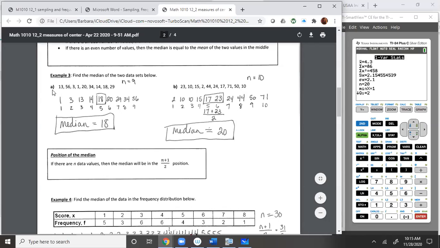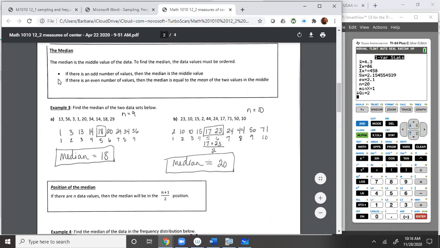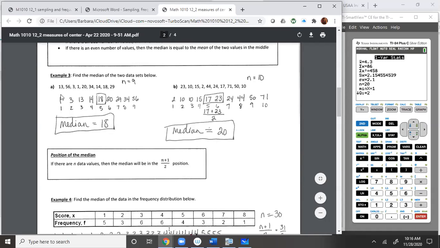In part A, we have the numbers 13, 56, 3, 1, 20, 34, 14, 18, and 29. Let's count how many numbers we have. 1, 2, 3, 4, 5, 6, 7, 8, 9. So we have an odd number here. The first thing we do, according to our instructions, is to order the data, starting with the smallest number, 1, ending in the largest number, which is 56.